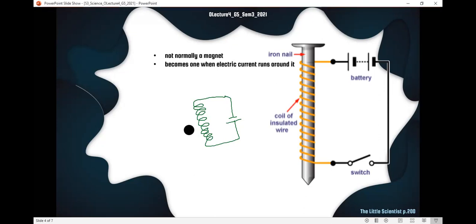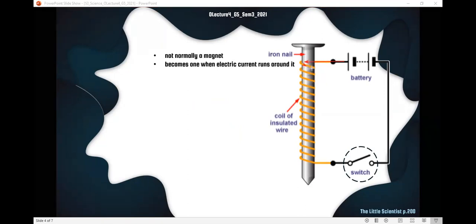Okay. The electromagnet needs the power of electricity. It needs an electric current to be flowing in a circuit. Now look, the switch is off. The switch is open. Okay? What will happen to the electromagnet? Will it work? No, it will not work.